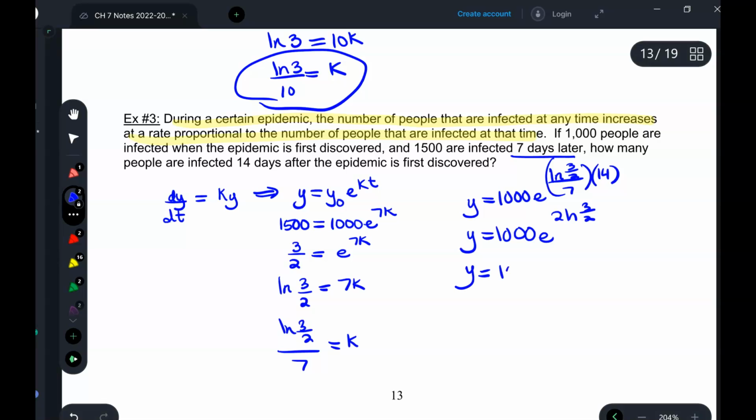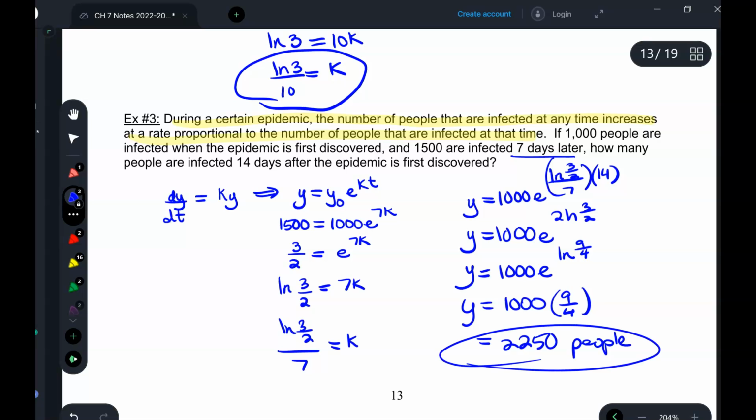Well, that's just natural log of 3 halves squared, which we could rewrite as natural log of 9/4. So notice the e and the natural log will just become 1,000 times 9/4. And we get 2,250, and that's going to be people. You, of course, can use your calculator as well, and you'll get the same answer.